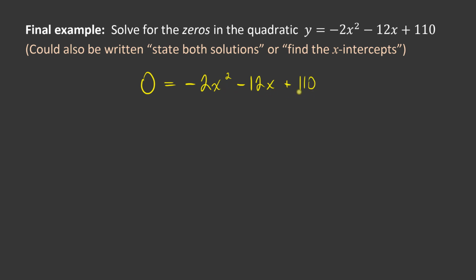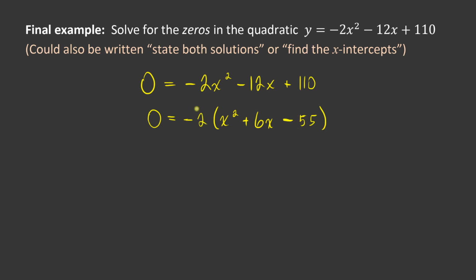Let's take a look at how to factor something like this, especially since I've got a negative as my a value. If you know anything about factoring, especially my videos, you'll know that I always stress look for a GCF first. So I see a GCF of 2, and I'm going to take that negative 2 with it. So I'm just going to factor out a negative 2. That's going to leave me with x squared plus 6x minus 55.